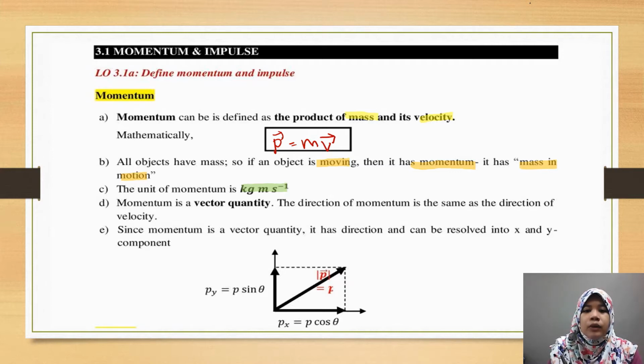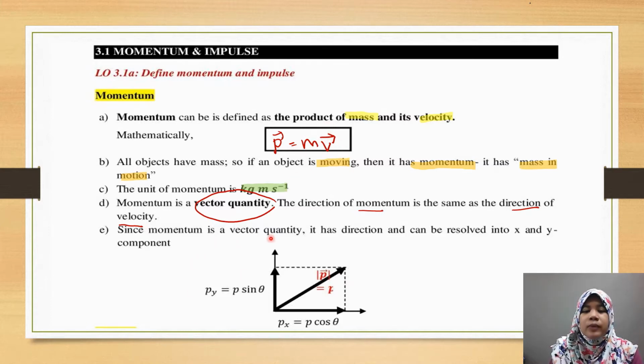The SI unit for momentum is kg meter per second. Momentum is a vector quantity. So direction of momentum will follow the direction of its velocity. Sebab apa? Sebab tadi saya bagi tahu momentum adalah hasil darab mass and its velocity, so dia akan ikut direction of velocity.